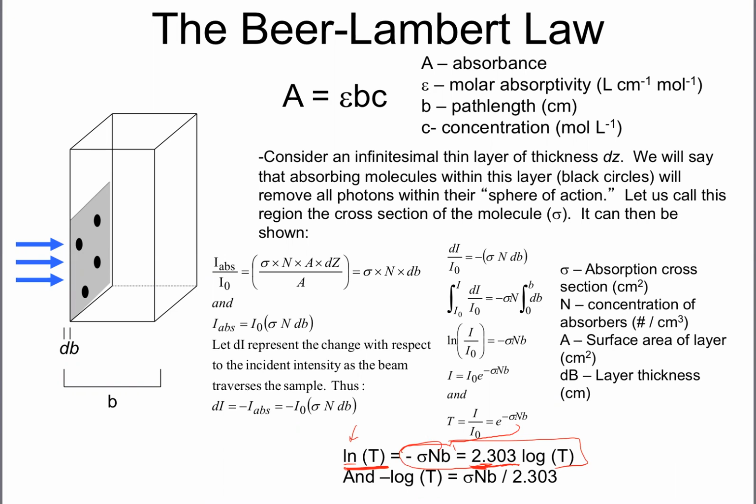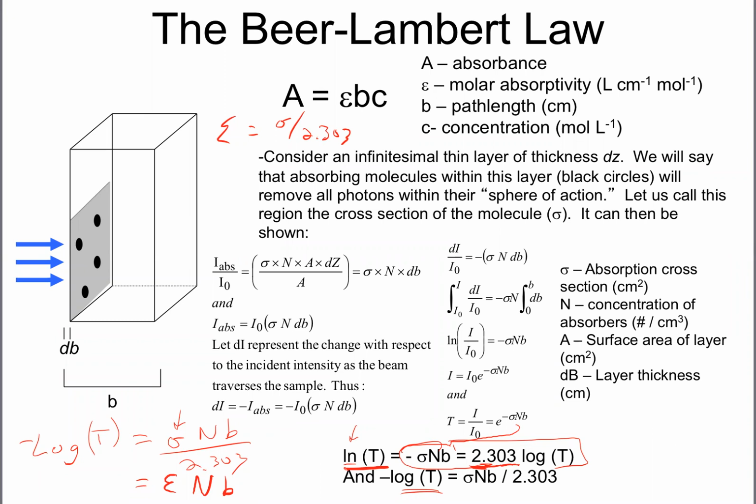So because of that, I can then take negative log of T and set that equal to sigma n b divided by 2.303. Now, what if I take this sigma, my absorption cross-section, and divide it by 2.303 and call that the new constant? I'm going to call it epsilon. So epsilon is equal to sigma divided by 2.303. I'm just making a new constant, okay? And I'm plugging that in the equation down there at the bottom.